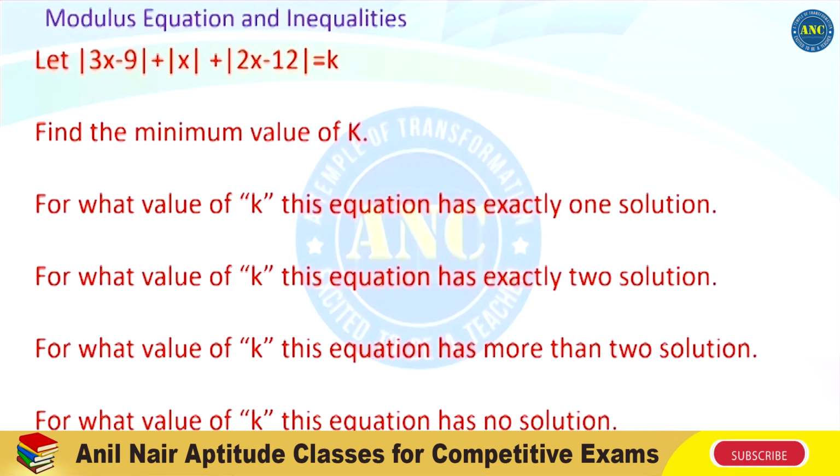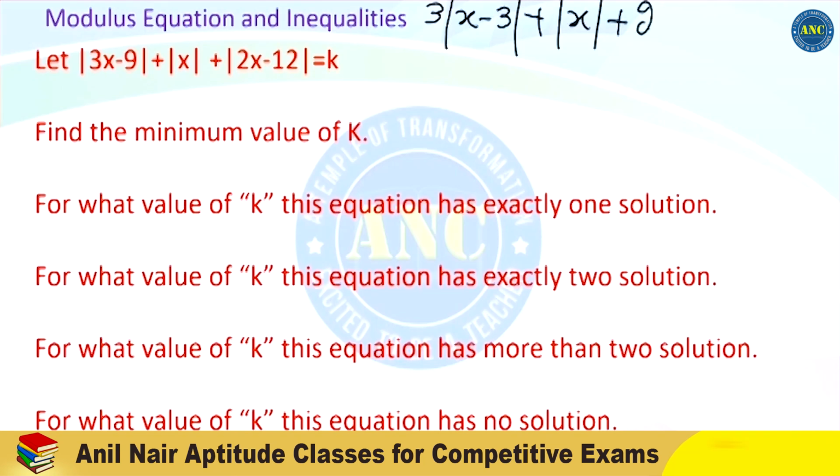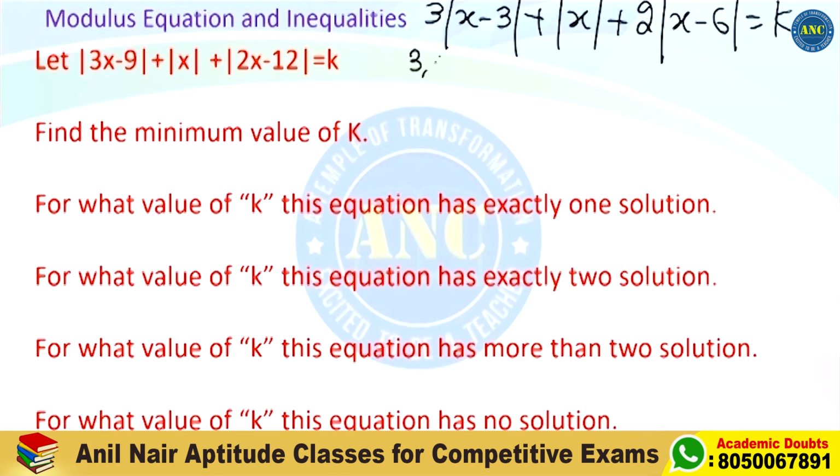Mod of 3x minus 9 is 3 times mod of x minus 3. So the equation is 3 mod of x minus 3 plus mod of x plus 2 mod of x minus 6 equivalent to k. The critical points are 0, 3 (written thrice), and 6 (written twice).